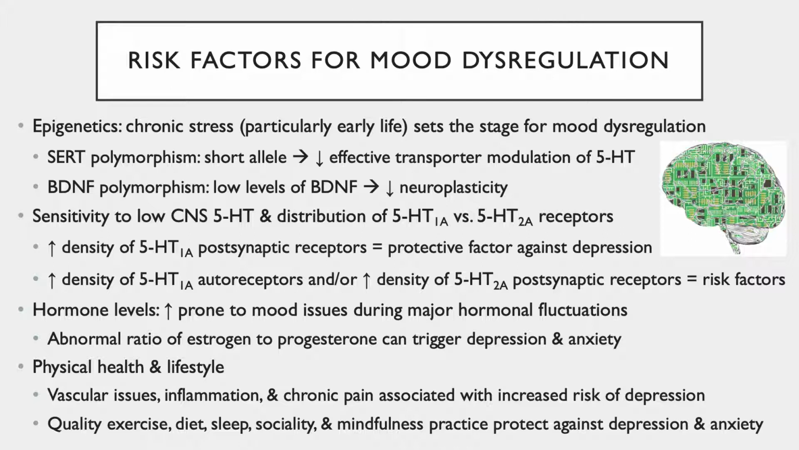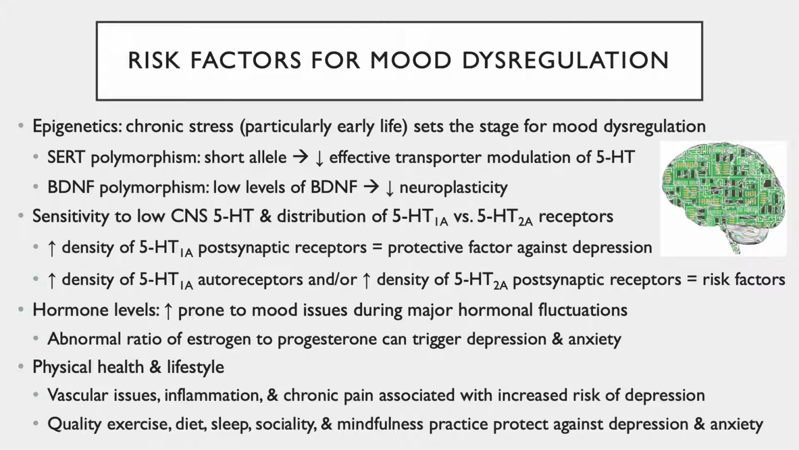Hormones are also related to an individual's susceptibility to mood issues. Estrogen and progesterone help regulate the metabolism of norepinephrine and serotonin, both of which have been implicated in depressive disorders. During hormonal fluctuations, an individual is more likely to experience mood dysregulation, and this has to do with an abnormal ratio of estrogen to progesterone.